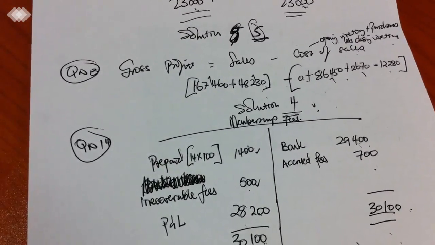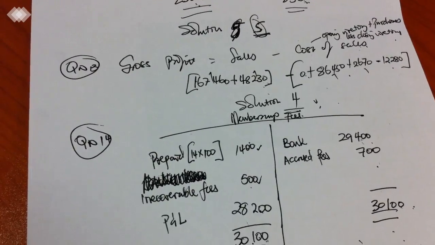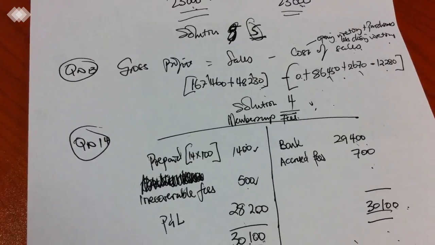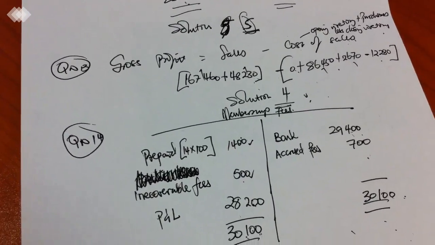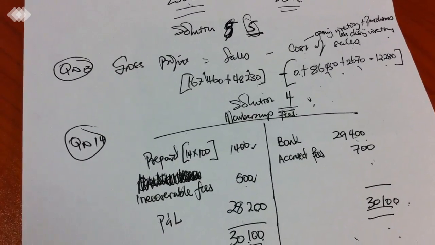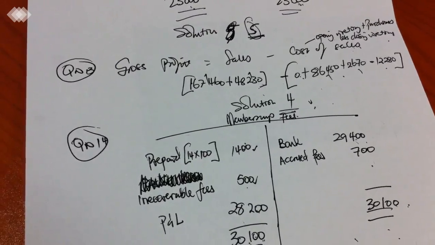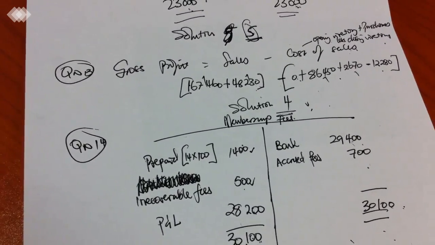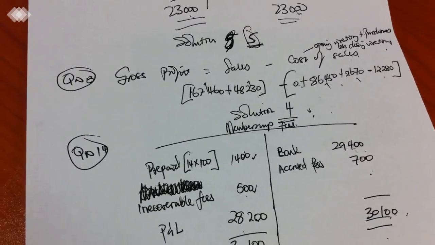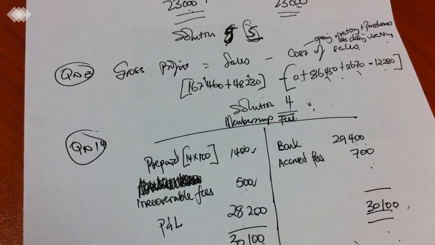Let's see if we have 28,200 there. Is it 28,200? We don't have 28,200. Let's recalculate the 29,400 plus 700 minus 28,200. That's question 14. Let's go back and see what happens there.